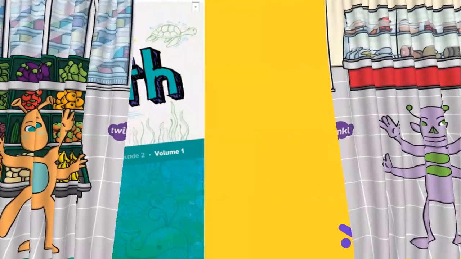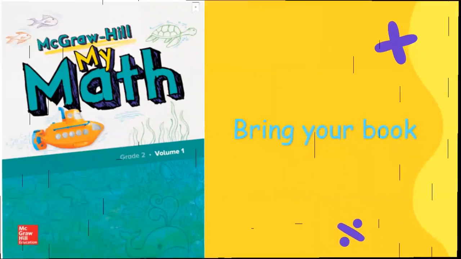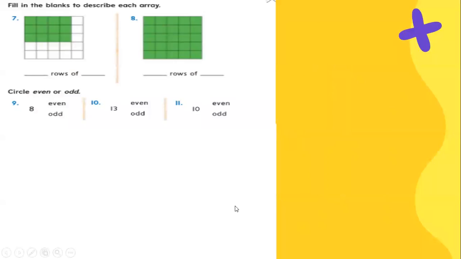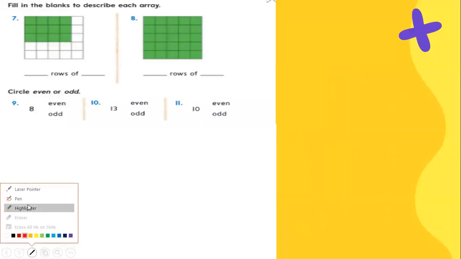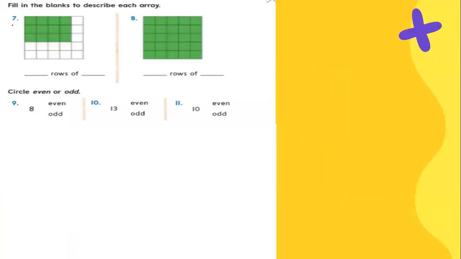I want you now to get your book, please, and open page 154. Let's solve this out. Let's see question number 7. Let's fill in the blanks to describe each array. So let's count first. How many rows did I use here? So I'll count the rows. 1, 2, 3. So I used 3 rows of. I will count how many squares did I use in each row. So 1, 2, 3, 4. I used 4 squares. So in this array, we used 3 rows of 4.